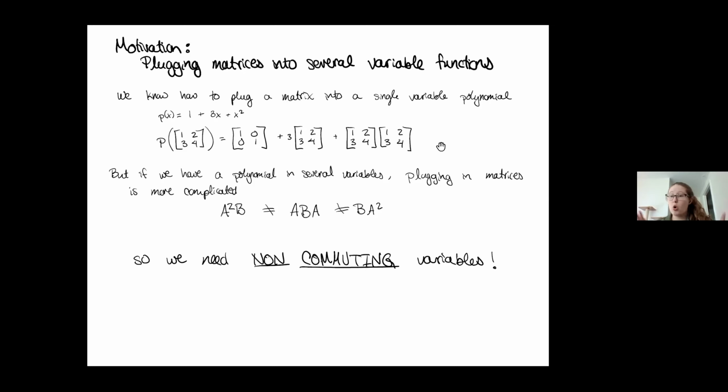That's why we care about them in the first place. So we're going to talk specifically about non-commuting variables. So instead of just p of x here, I'm going to have variables that I could hypothetically plug matrices into, but I need to care what order they're coming in. In particular, a squared b is not the same thing as a times b times a is not the same thing as b times a squared, not in general.